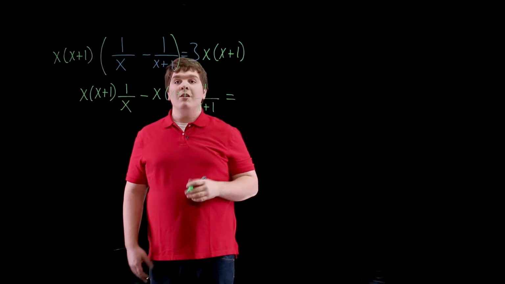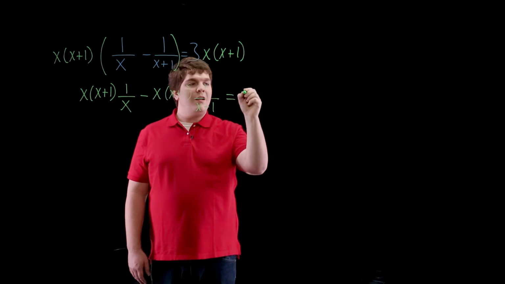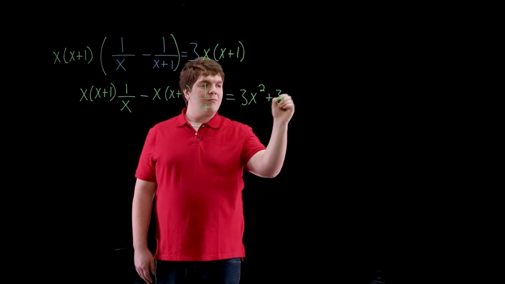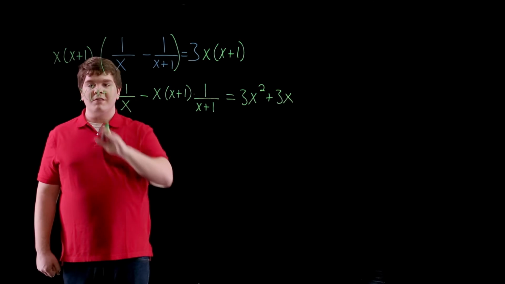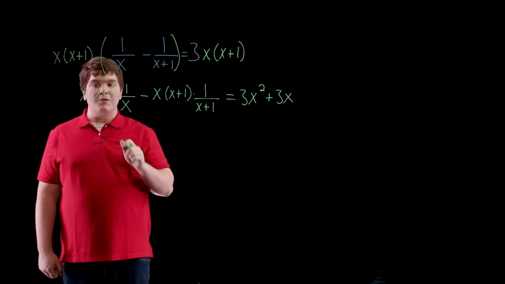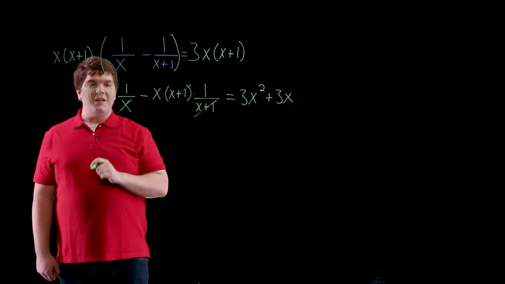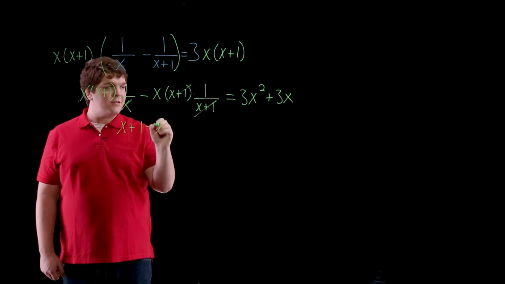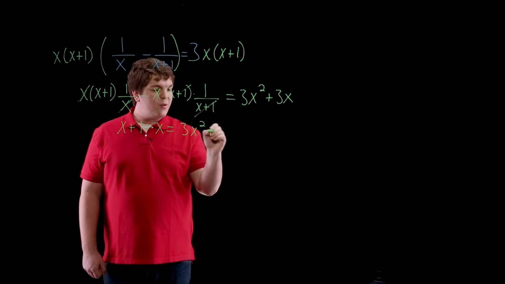And on the right-hand side, we can also use the distributive property and distribute the 3x to both x and 1, leaving us with 3x squared plus 3x. Now on the left-hand side, we'll notice that in this term, the x's will cancel, and in this term, the x plus 1's will cancel. Which leaves us with the equation x plus 1 minus x is equal to 3x squared plus 3x.